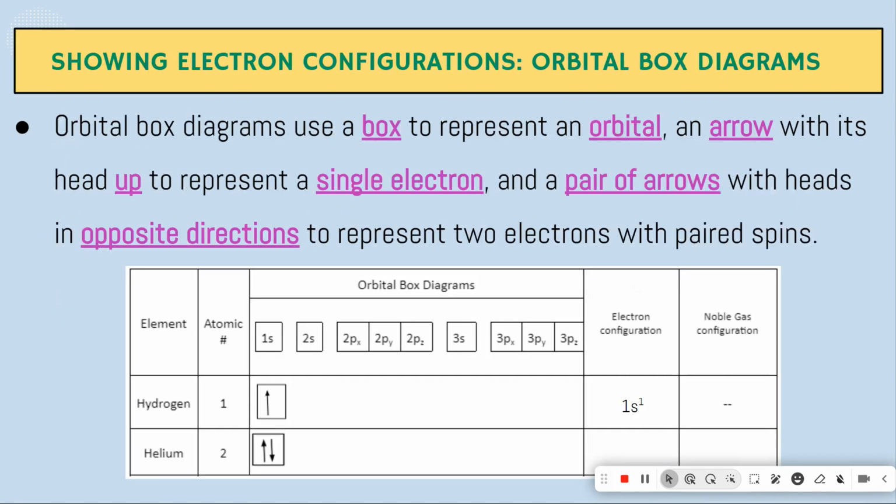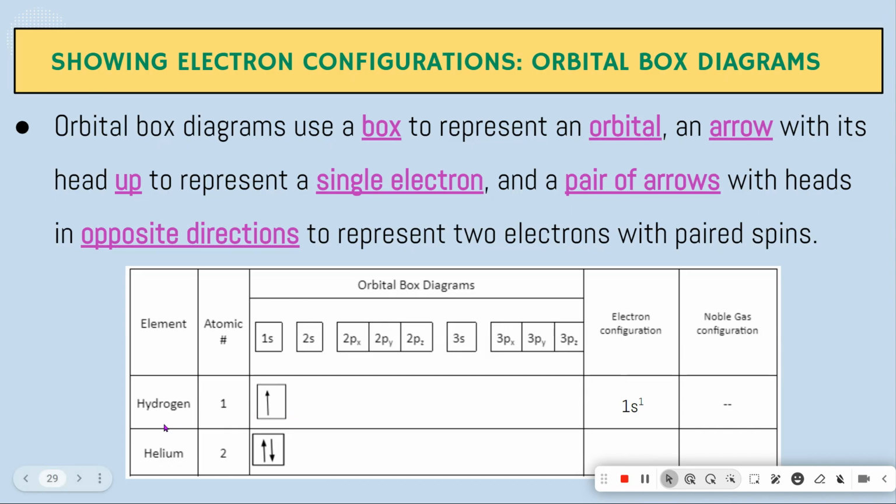All right, so we do these orbital diagrams, and the orbital diagram has a box that represents the orbital, and then an arrow with its head up to represent a single electron, and a pair of arrows with heads in opposite directions to represent 2 electrons with paired spins. All right, so I'm going to show you how to draw these orbital diagrams.